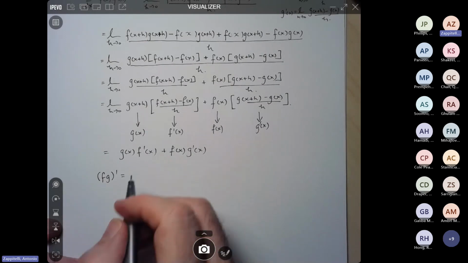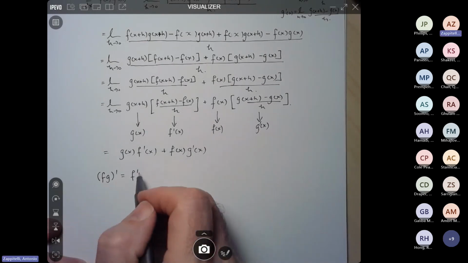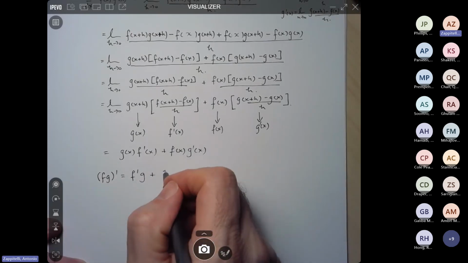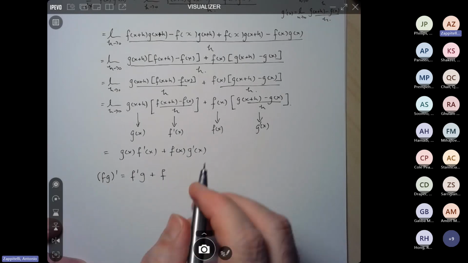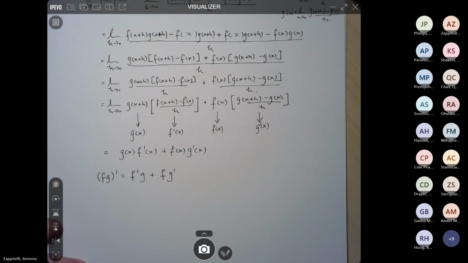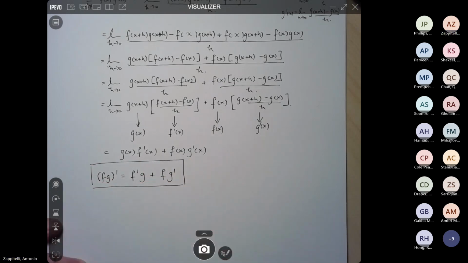So what is this saying? I take the derivative of the first function and I multiply it by the second function. Then I add to that the first function and multiply it by the derivative of the second function. And this, folks, is the product rule.